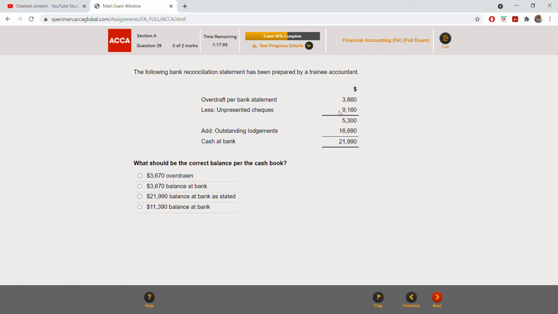The unpresented check and this, because it's a mistake they have made. The numerical mistakes, because it is made by a trainee accountant. So you have to reconcile, you have to correct it, add both, and then you have to add your outstanding lodgements, which is 16. So this number will be different after you add this. Then basically you are deducting, when you are correcting it, outstanding lodgements. So it will be 3670 balance at bank. It's a balance at bank because it will be a positive figure. For that you have to do the calculation actually.